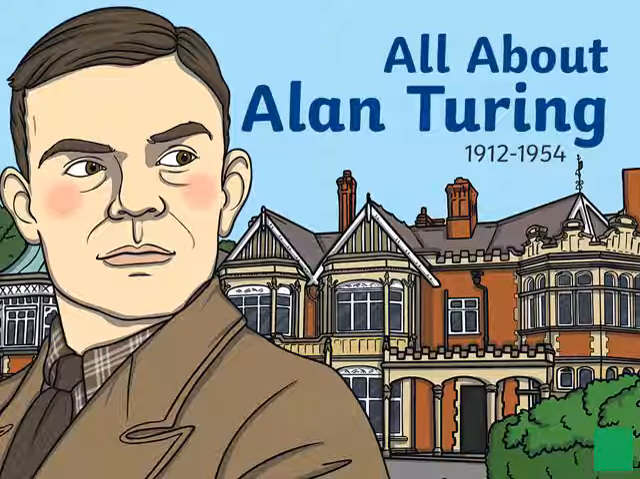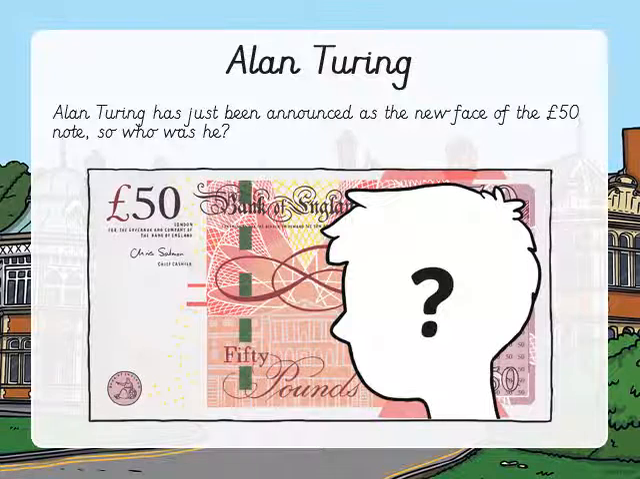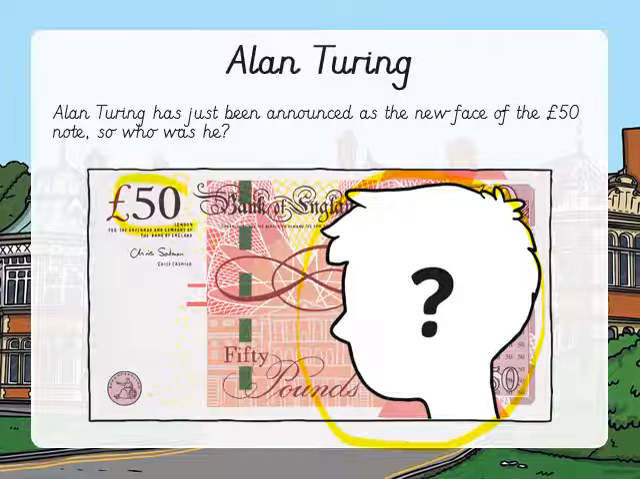Today in science we are learning all about a scientist called Alan Turing, and he was born in 1912 and he died in 1954. Alan Turing had just been announced as the new face of the new £50 note. So his face is on the new £50 note. But who was he? Today we're going to learn who he was.